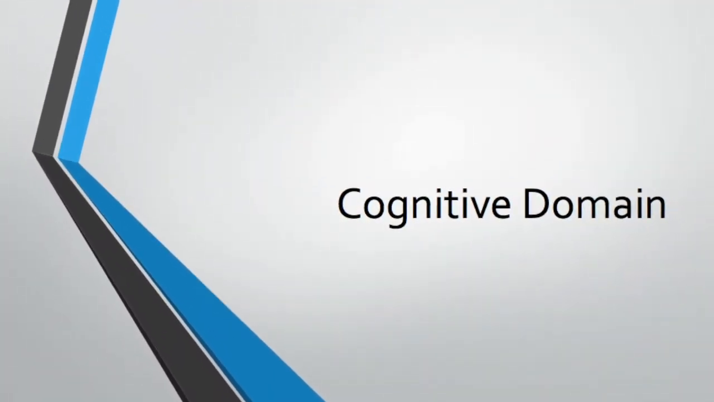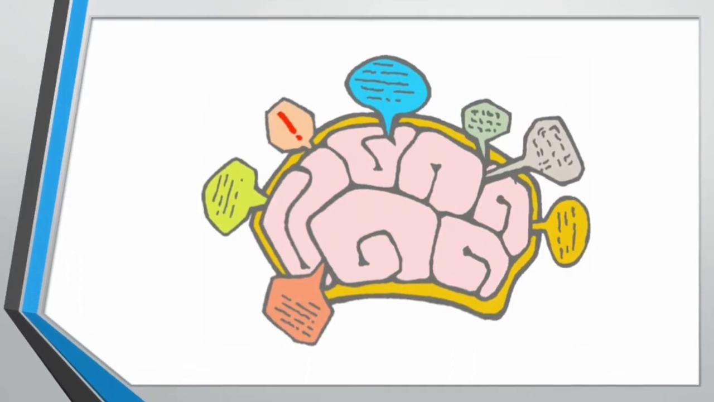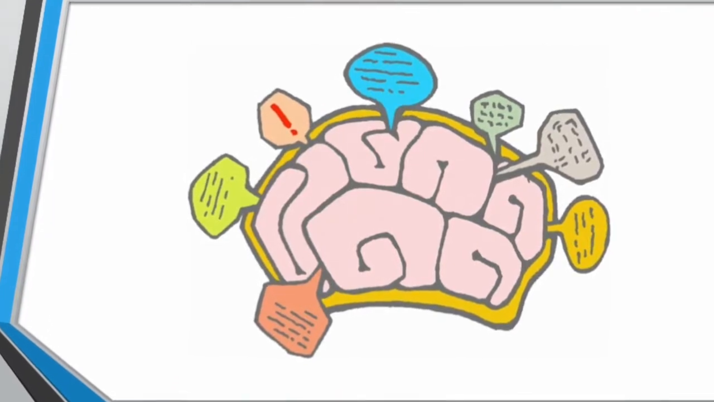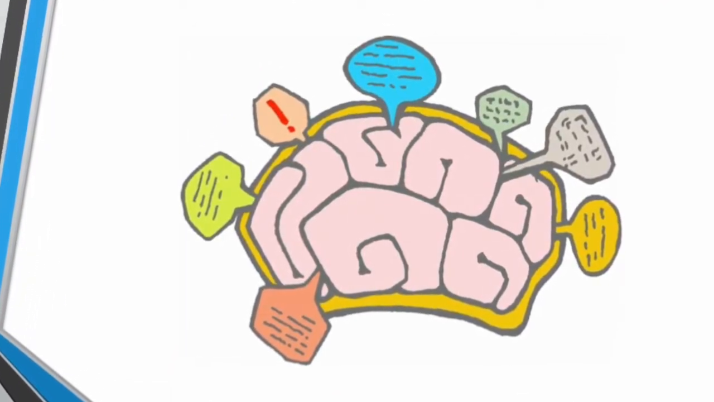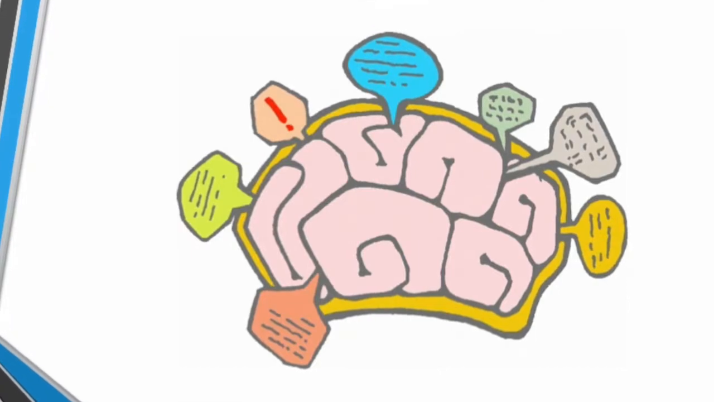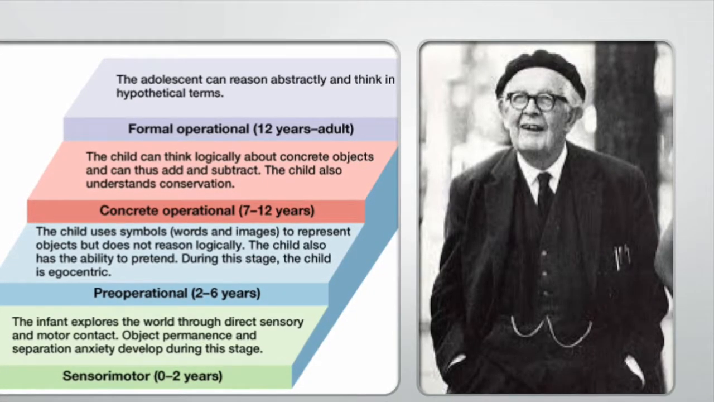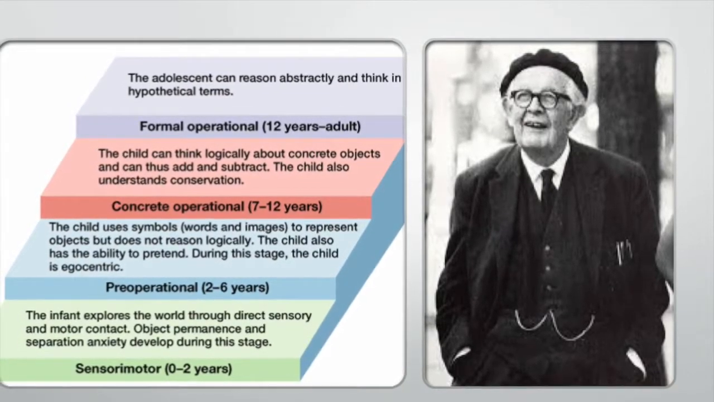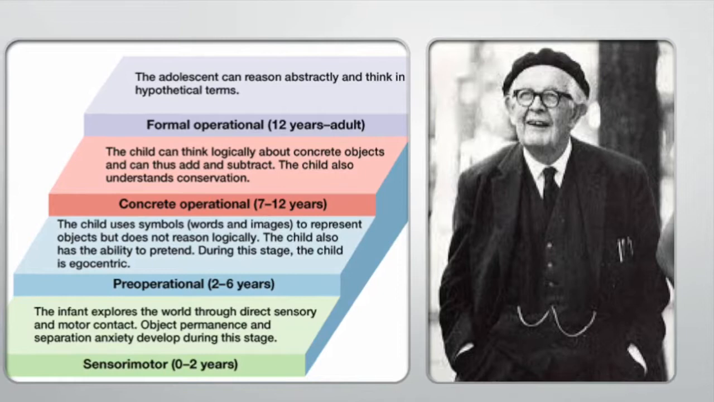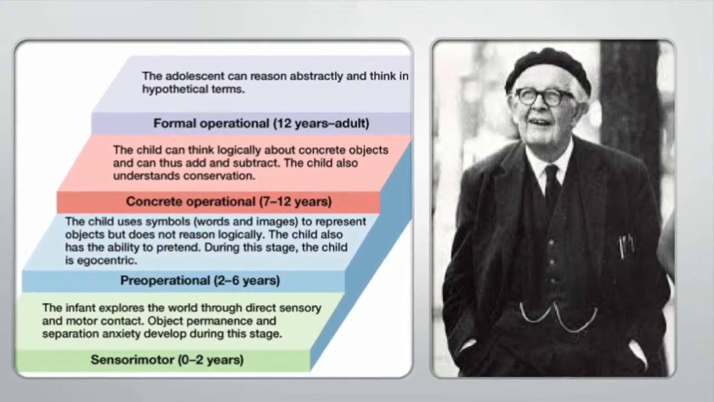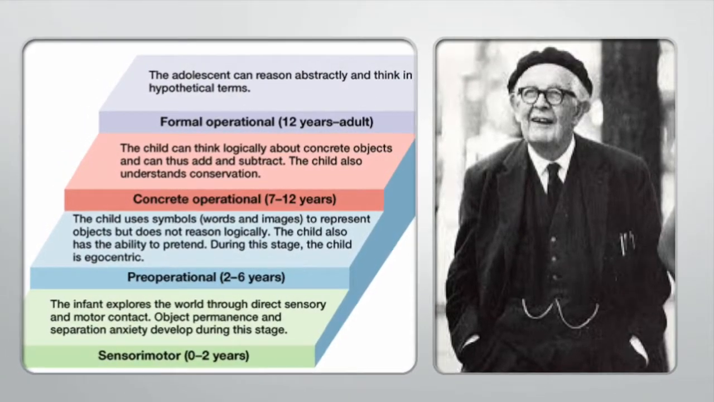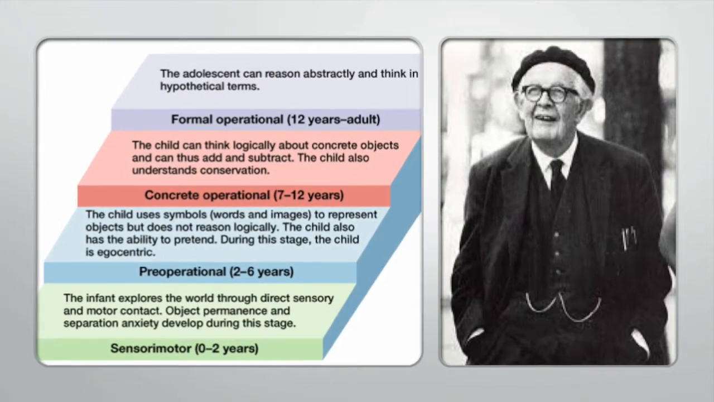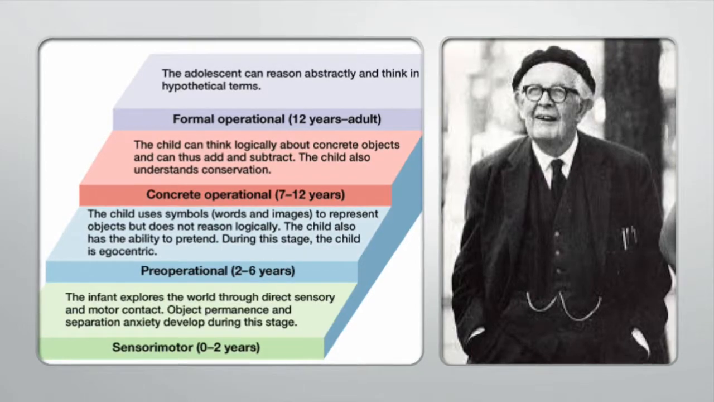Cognitive domain. Cognitive development is the construction of thought processes, including remembering, problem solving, and decision making from childhood through adolescence to adulthood. Jean Piaget proposed that there were 4 stages of cognitive development: sensory motor, which includes 0 to 2 years old; pre-operational, which is 2 to 6 years old; concrete operational, which is 7 to 12 years old; and formal operational, which is 12 years old to adulthood.